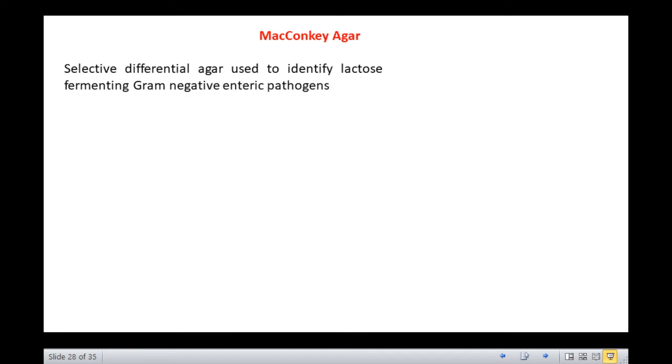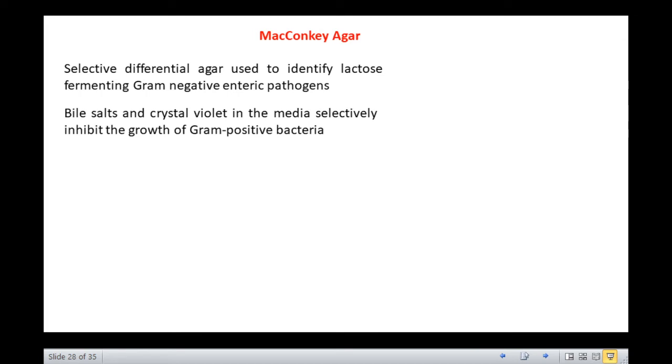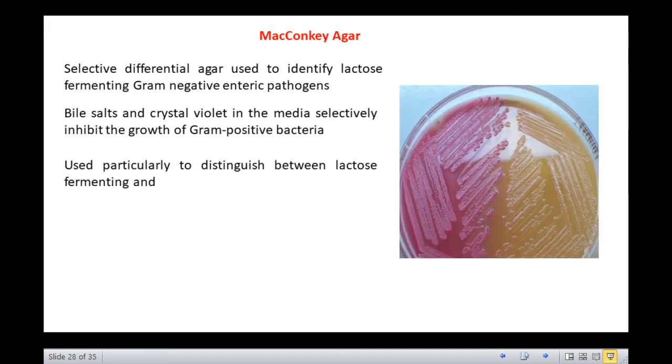The next example of selective differential media is MacConkey agar. MacConkey agar is a very common selective differential agar used to identify lactose fermenting gram-negative enteric pathogens. The bile salts and crystal violet in the media selectively inhibit the growth of gram-positive bacteria, allowing only gram-negative bacteria to grow. This media is used particularly to distinguish between lactose fermenting and lactose non-fermenting bacteria.